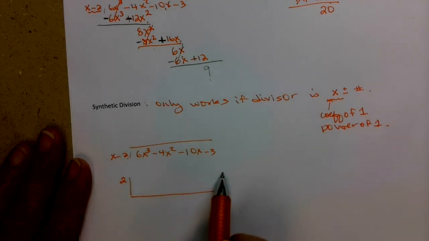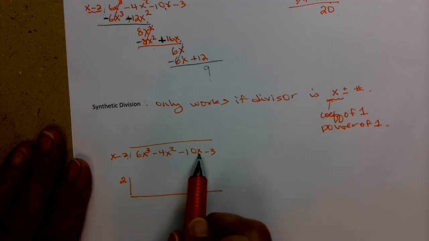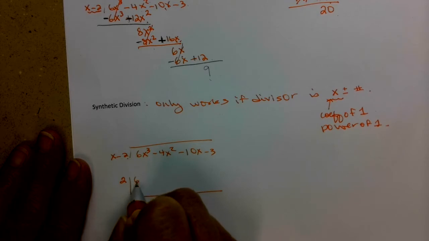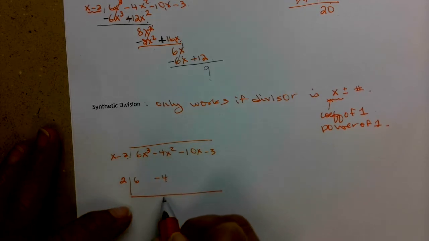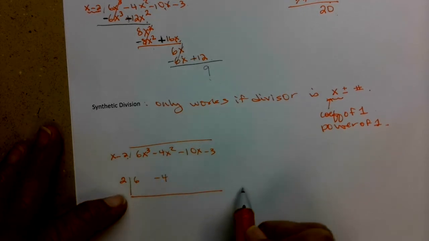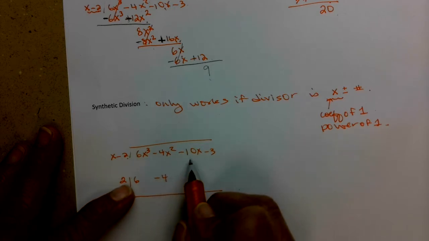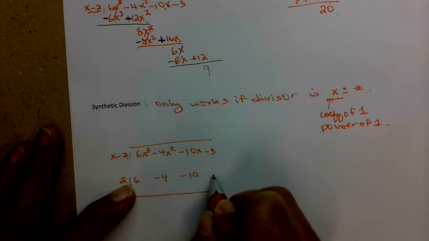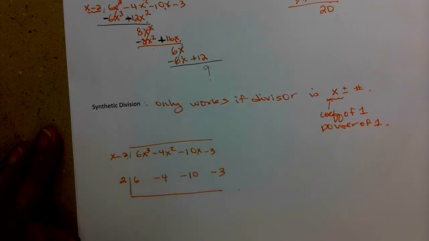And now underneath here, I'm going to write the coefficients of the dividend. So I'm not going to write the x's at all. I'm just going to do the 6 and a minus 4. I'm kind of writing it on the second line. I did my division symbol extra big, and I'm going to write it on the top line. So 6, negative 4, negative 10, negative 3. Okay, so that's the setup.